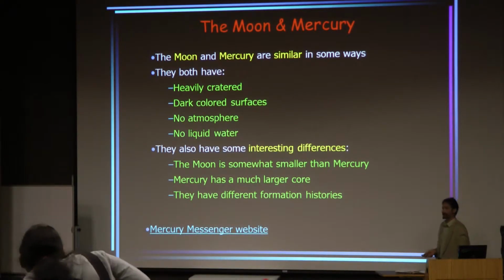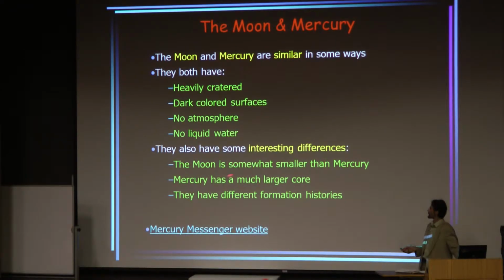The moon is a little bit smaller than Mercury, not too much smaller. There are some internal differences, as we'll see. Mercury actually does have a very substantial iron core, like the Earth, and the moon does not have a core like that. So although we see similarities on the surface, there's some differences on the inside, which indicates that they have different formation histories.